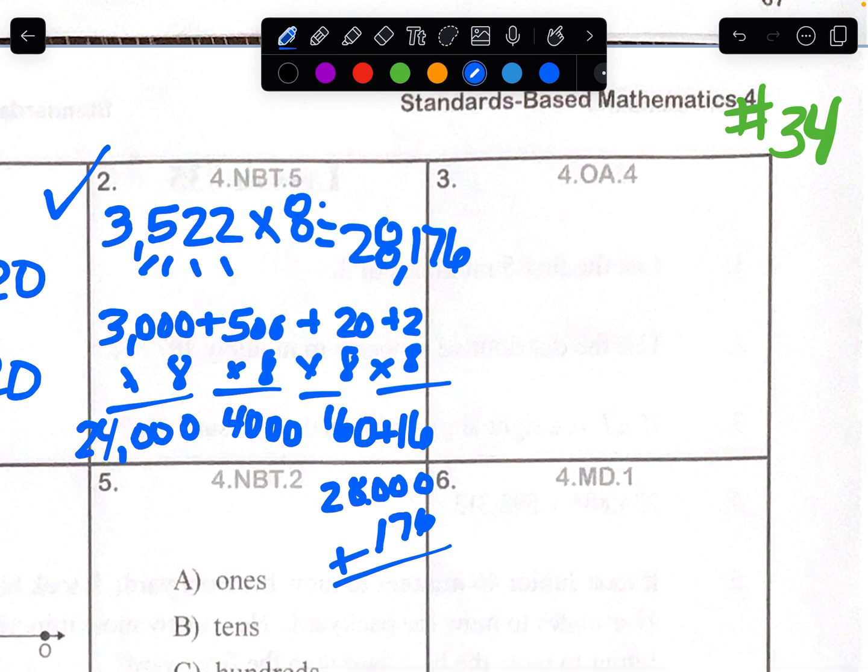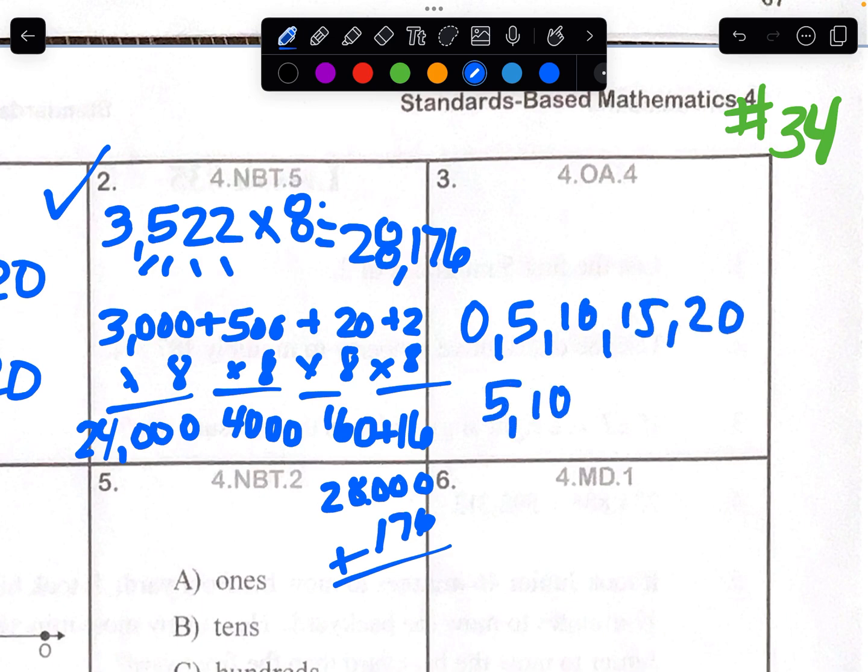All right, number 3 says list the first 5 multiples of 5. Okay, so remember, your multiples are your skip counts. So you could start with 0, 5, 10, 15, 20, or starting with 5, 10, 15, 20, 25. Remember, your multiples are your skip counts: 5 times 0, 5 times 1, 5 times 2, 5 times 3, 5 times 4, 5 times 5, and so on.